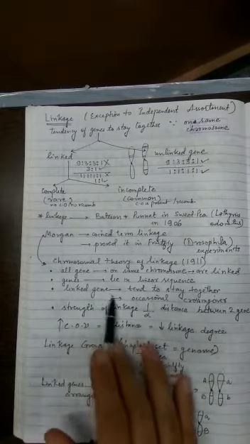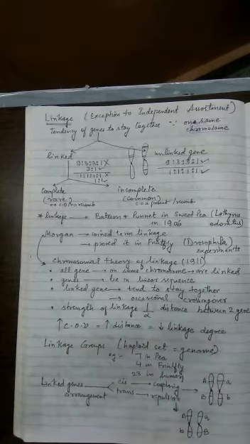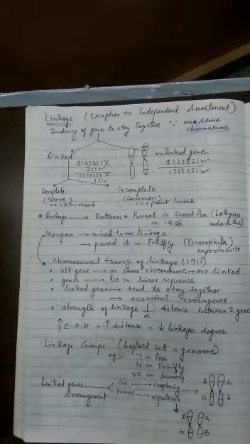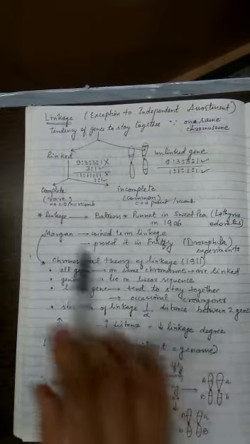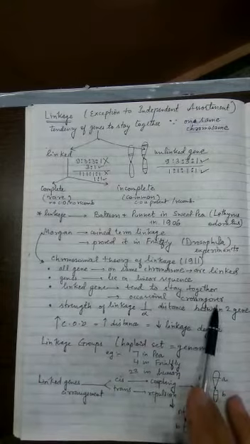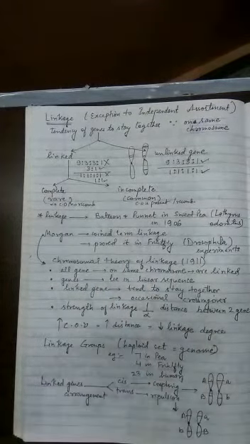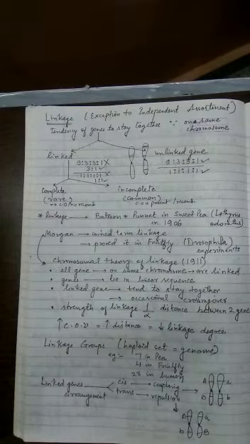And then these linked genes will try to stay together. They may occasionally allow some amount of crossing over. So linked genes will try to stay together. If they always stay together, they are completely linked genes, and if they allow some amount of crossing over, such are called incompletely linked genes. Now next point. The degree of linkage, or you can say the strength of the linkage.